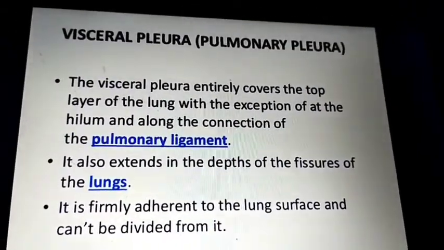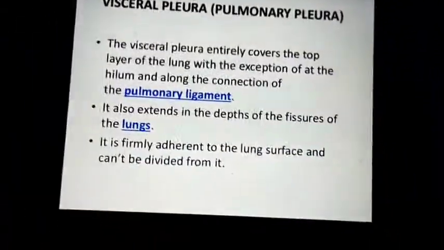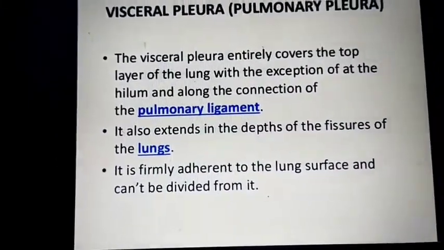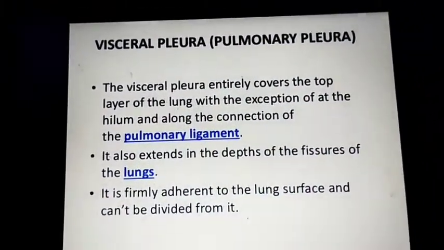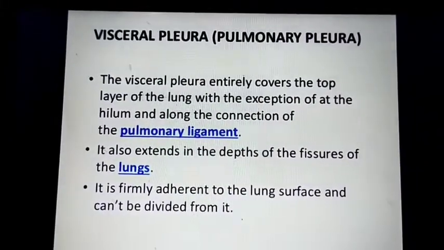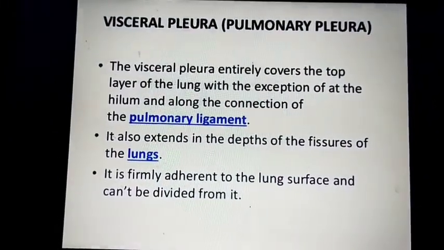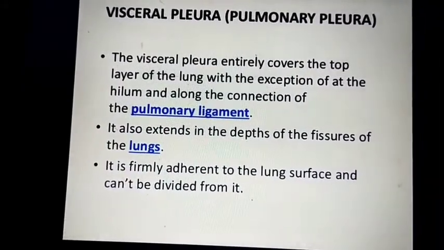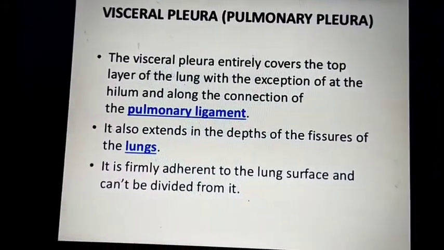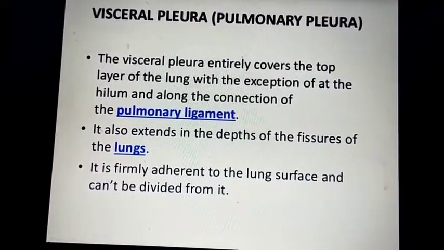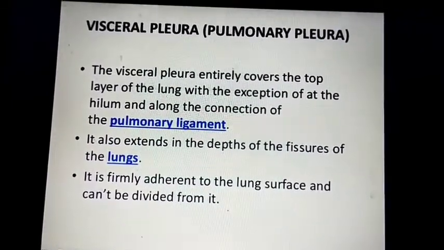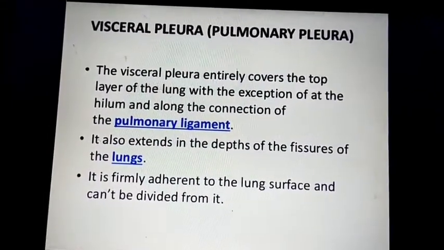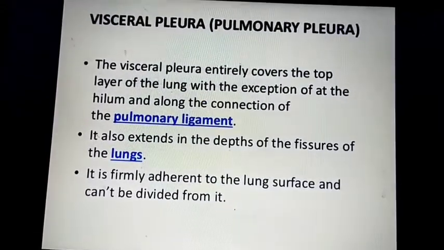Now we can discuss the visceral pleura. Visceral pleura is the innermost layer of the pleura, also called the pulmonary pleura. It is firmly attached to the viscera, meaning the organ, the lung. The visceral pleura entirely covers the top layer of the lung, with the exception of the hilum along the connection of the pulmonary ligament.